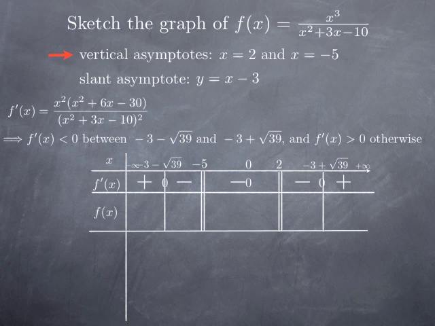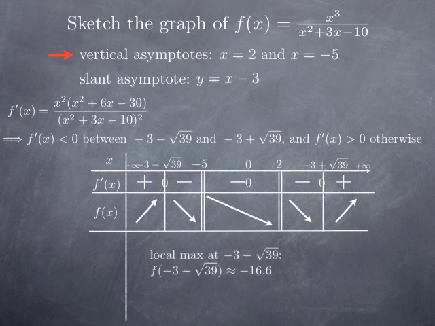In terms of increase and decrease, this is the interpretation of the sign of f prime, and that gives us a local maximum at negative 3 minus root of 39, and this maximum value is obtained by plugging negative 3 minus root of 39 in the original function, and when you do that you get an approximate value of negative 16.6. On the other hand, we have a local minimum at negative 3 plus root 39. To get this minimum value, we plug negative 3 plus root 39 in the original function f, and in this case we get approximately 3.3.